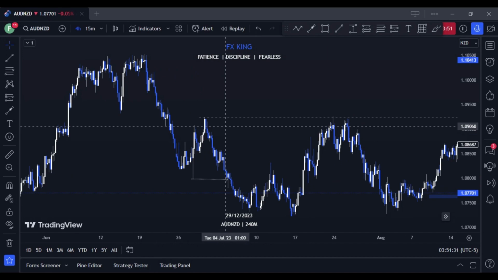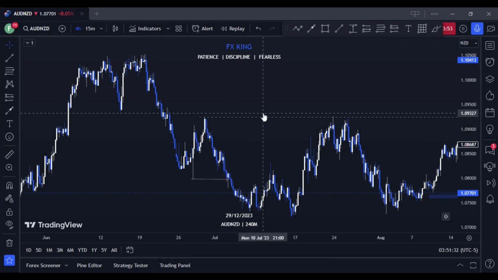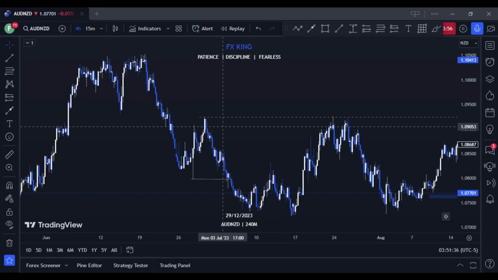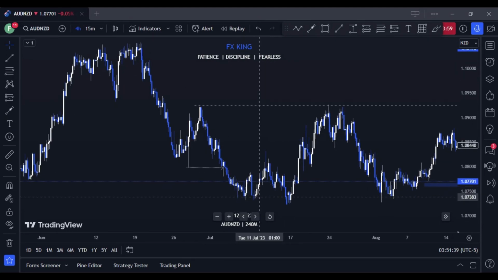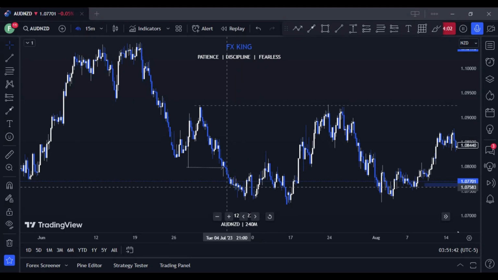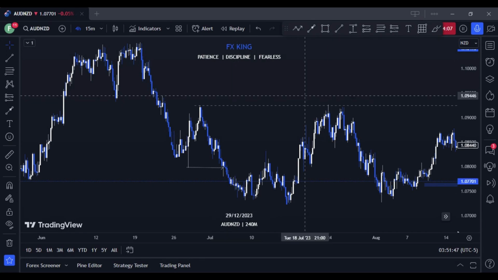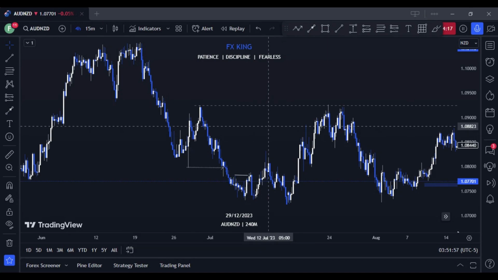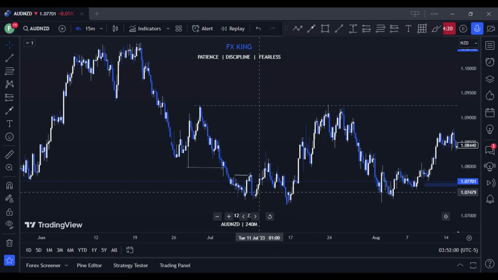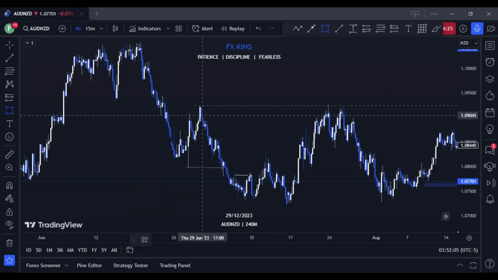So after breaking structure, where is our point of interest? After breaking structure, our first inducement is right over here. If you can see, this is our first level of inducement. It was taken out and this low here was confirmed. So now our extreme POI is somewhere around here.